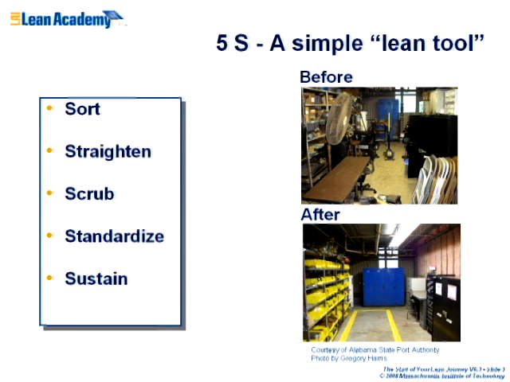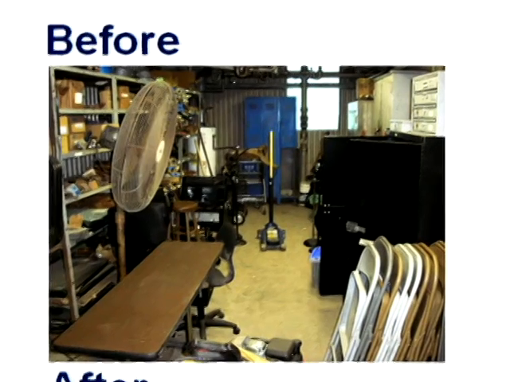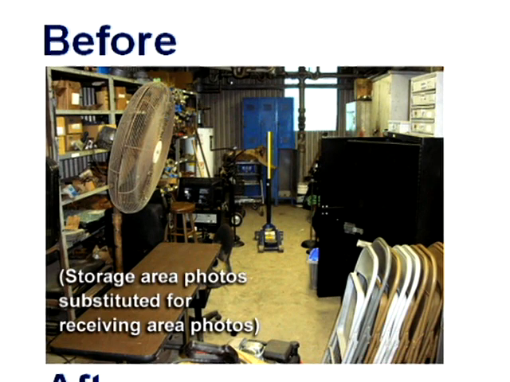So we talked about the 5S. There are literally 5 terms in Japanese that began with the S word, and I can't pronounce them, but they have been translated into English to mean sort, straighten, scrub, standardize, and sustain. And I'm not sure you can see this, but this is a typical factory sorting area, receiving inspection, where the parts come in and they get sorted and inspected.